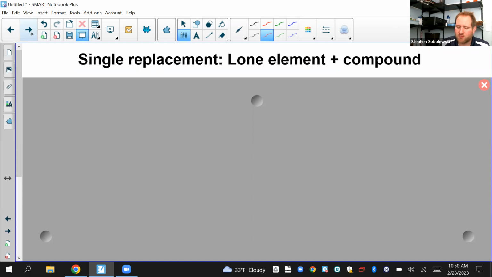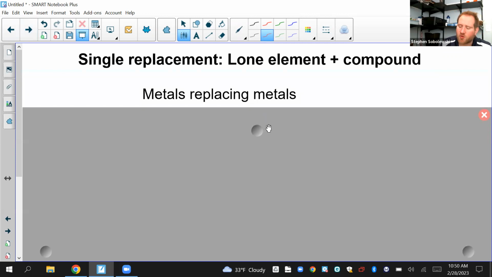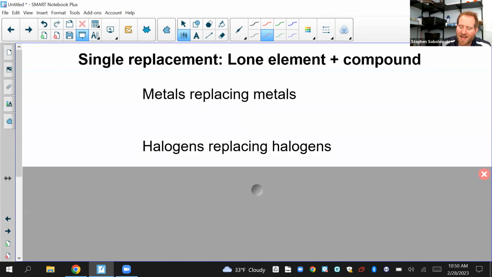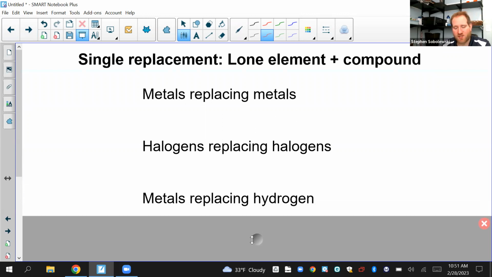Third type of reaction is called single replacement. This is when you have a lone element reacting with a compound, and the lone element is going to try to replace one of the elements in that compound. In general, there are 3 types of single replacements you'll see. Metals replacing metals, or at least trying to replace metals. Halogens replacing halogens. Remember, halogens are the group 17 elements, F, Cl, Br, I. And metals replacing hydrogen. This would be if you dropped a metal into an acid. Acids are compounds with hydrogen as the cation. So the metal will try to replace the hydrogen and react with the acid.